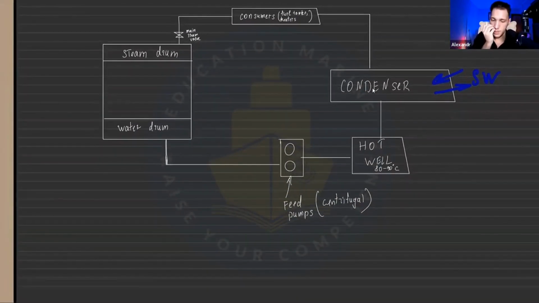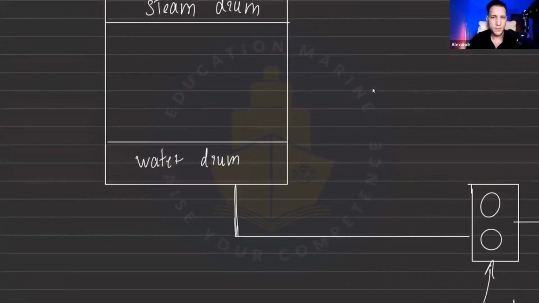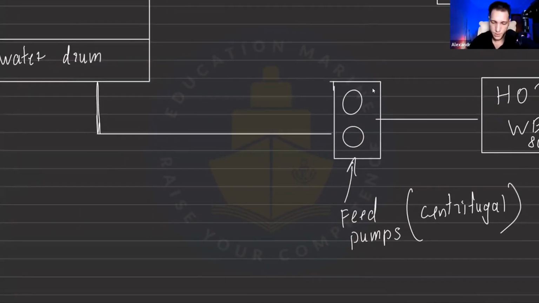Now, someone asked me about the DP transmitter. In our boiler, we can have two options to show the level in our boiler. It can be a DP transmitter, or it can be some kind of electrodes in a glass. So here we have feed pumps. Also, we need some valves. Let's imagine that these are our valves.